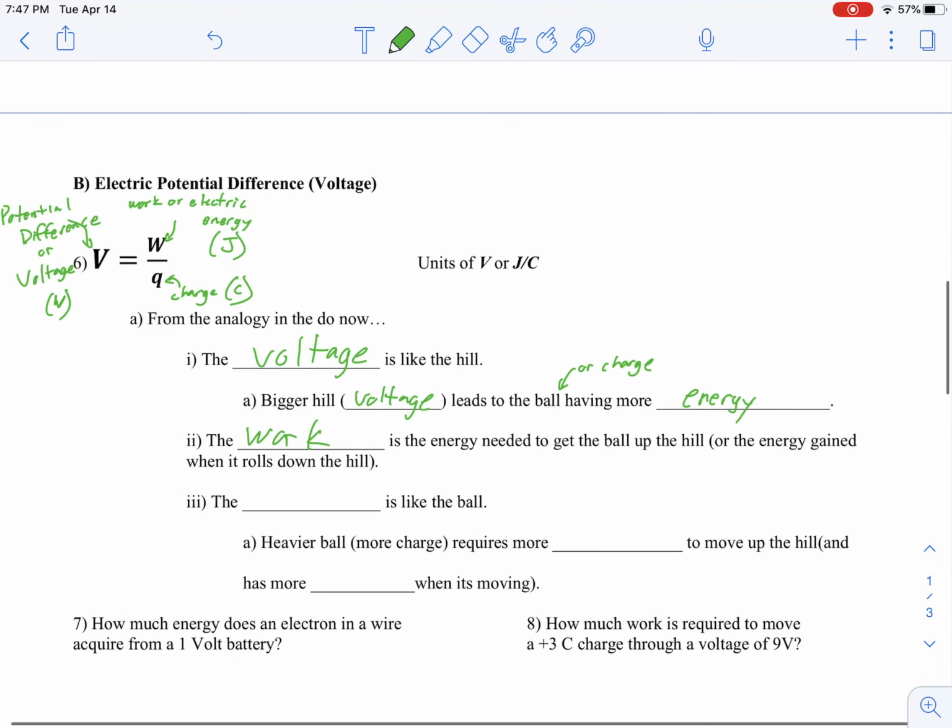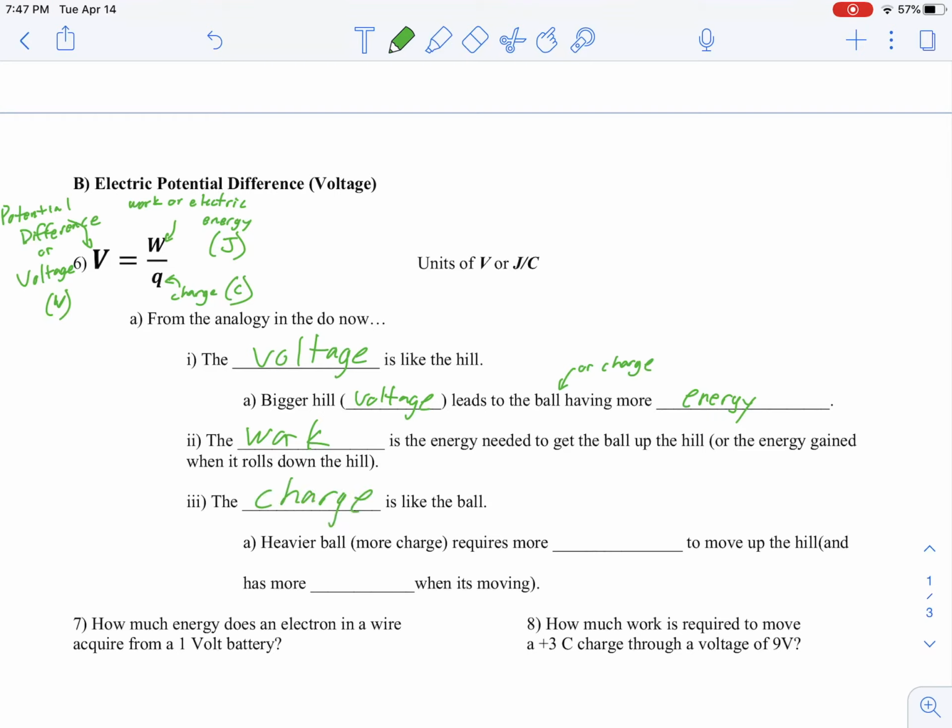So the work is the energy needed to get the ball up the hill, or the energy gained as the ball goes down the hill. Work is also the energy needed to bring the positive charge away from the negative charge, okay? Or the amount of kinetic energy it gains as it moves back towards the negative charge.